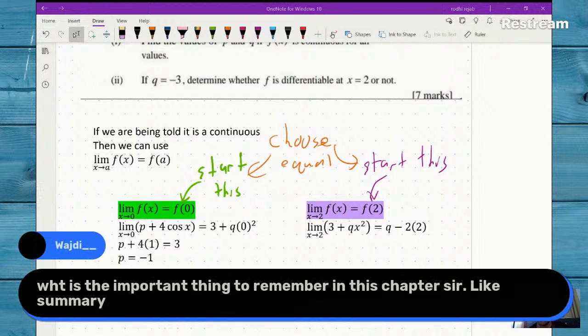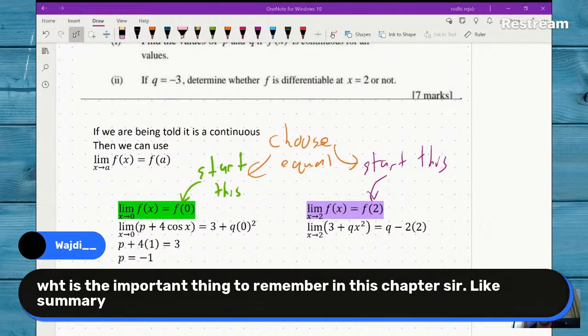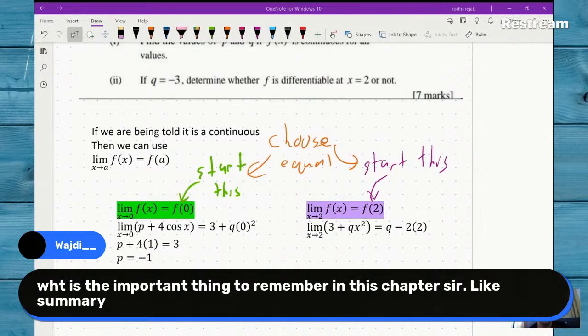Wajdi, there are two chapters that we are talking about. Chapter limit and function, if you're talking about function graph, of course, limit the definition. Where are we?